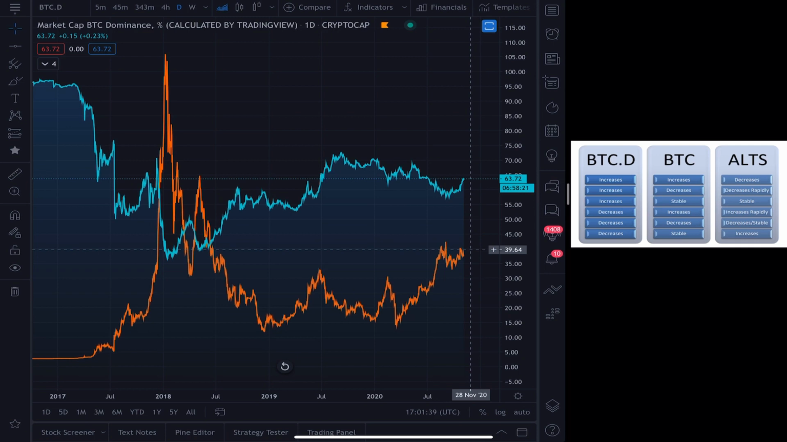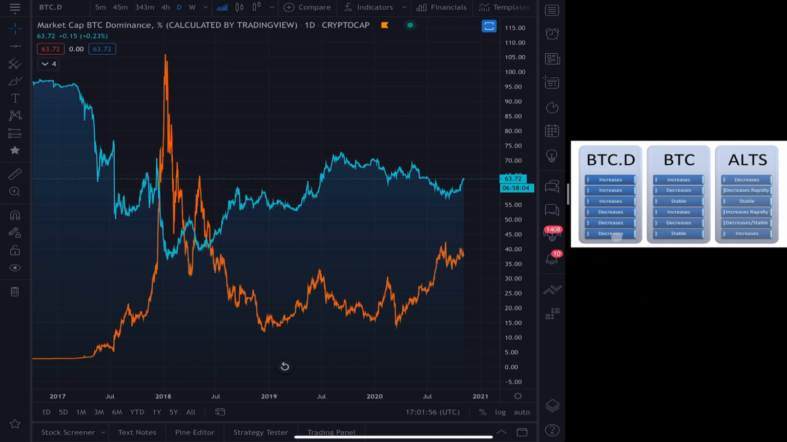This scenario where you have decreasing dominance on a decreasing Bitcoin price and alts staying stable, it can happen, but in my experience, it's not going to be across the board. It's going to be a select few altcoins that fare better than others. So that's kind of like your flat, choppy, decreasing price market. So that's kind of that situation right there.